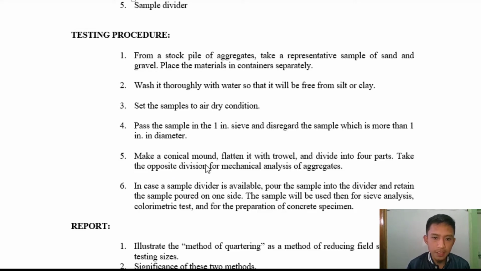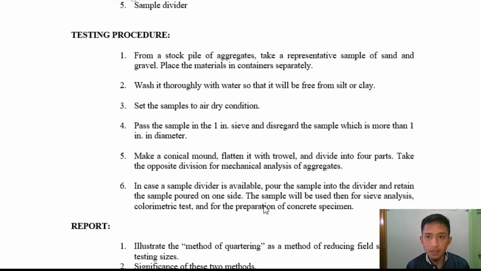That is what I did on the video. And then number 6, in case a sample divider is available, pour the sample into the divider and retain the sample poured in one side. The sample will be used then for sieve analysis, colorimetric test, and for preparation of concrete specimen.